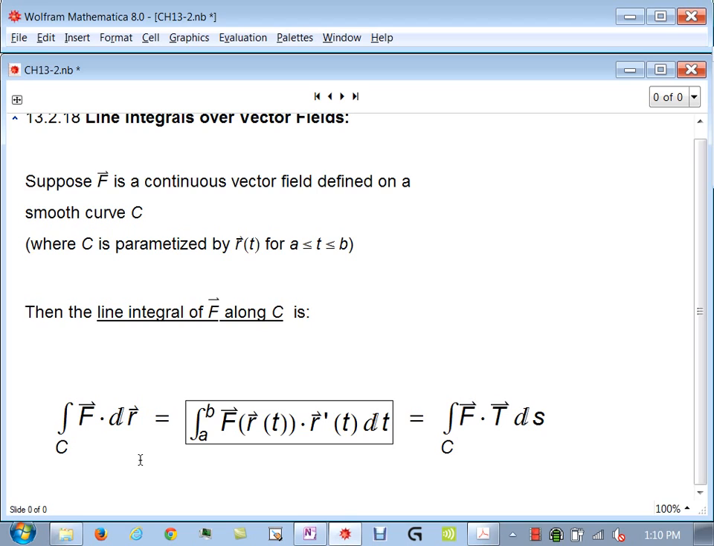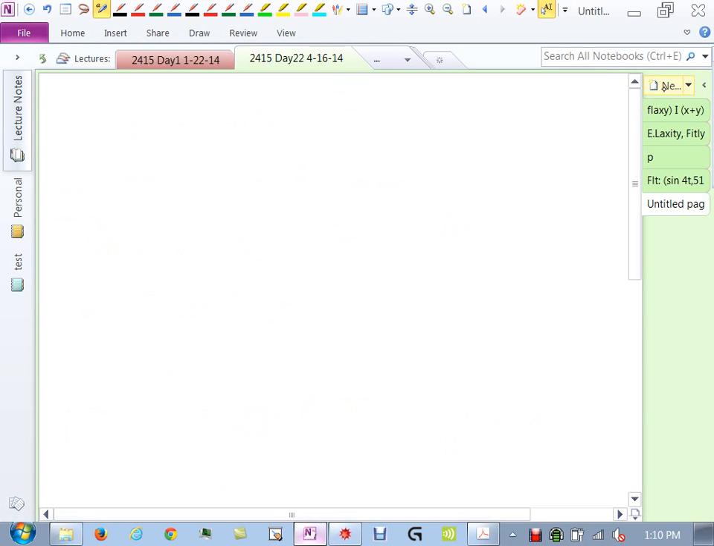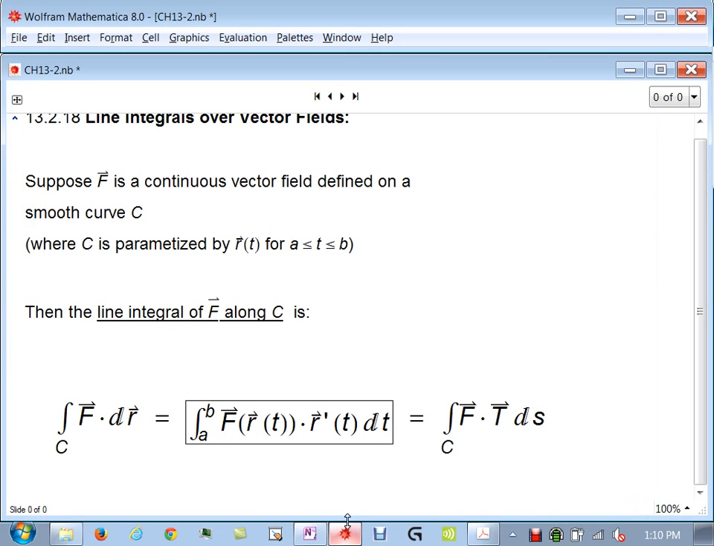And here's the new notation. This right here. Integral over C of capital F, the vector field, dot dr. Now dot dr, just so you know where this comes from, we're going to look at dr right here, which is really r prime of t dt.